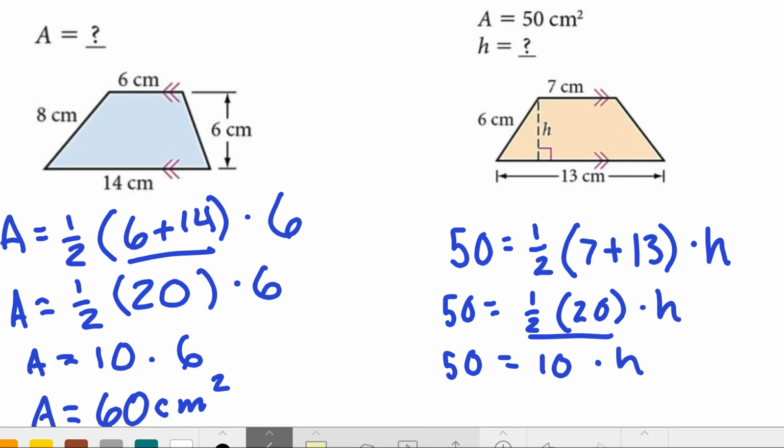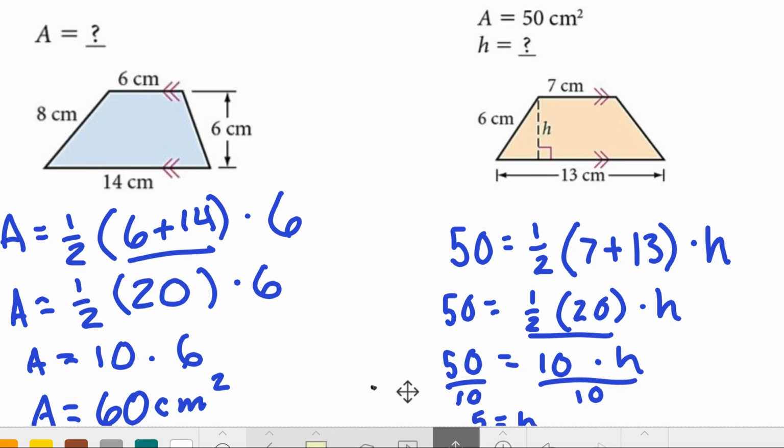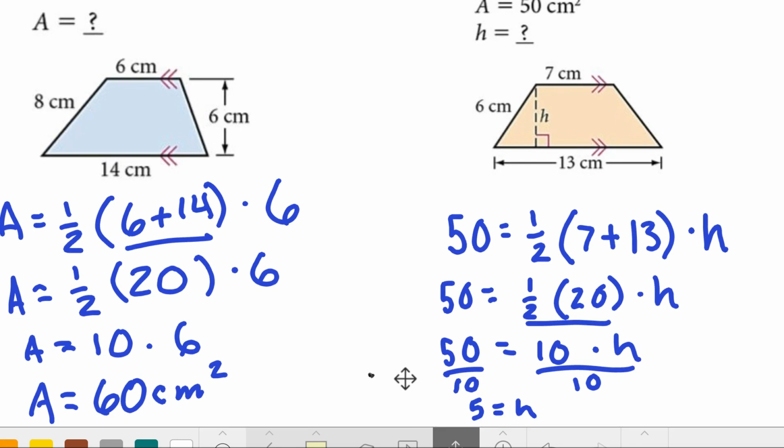Now, if you didn't get this far the first time, that's okay. Hopefully now you can easily identify what h has to be. If 50 is equal to 10 times something, in order to figure out that something, we can divide both sides by 10, and we get 5 as our answer. 5 is the value of our height in this problem. But remember, we need to use proper units. So it's not just 5, it's that h is equal to 5 centimeters. And that's our answer.